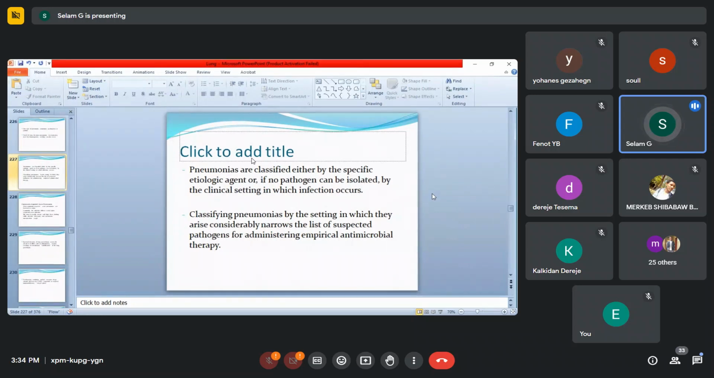Is it occurring at home? Is it occurring at a hospital? And the like. So we classify pneumonia by the setting.